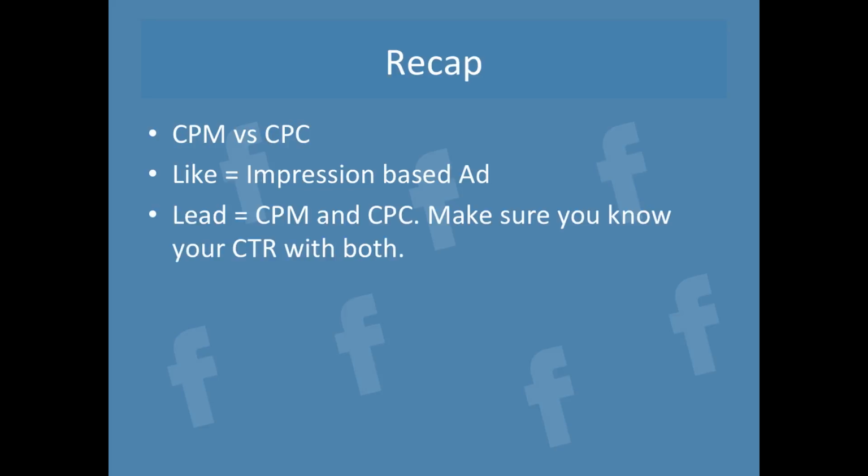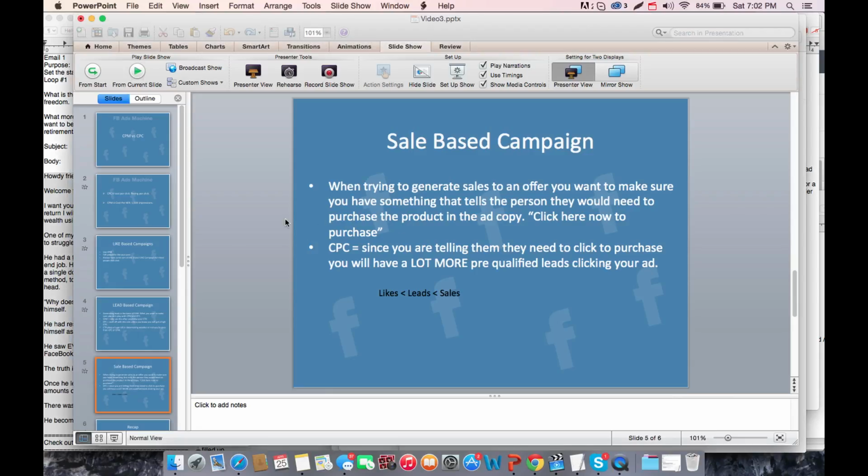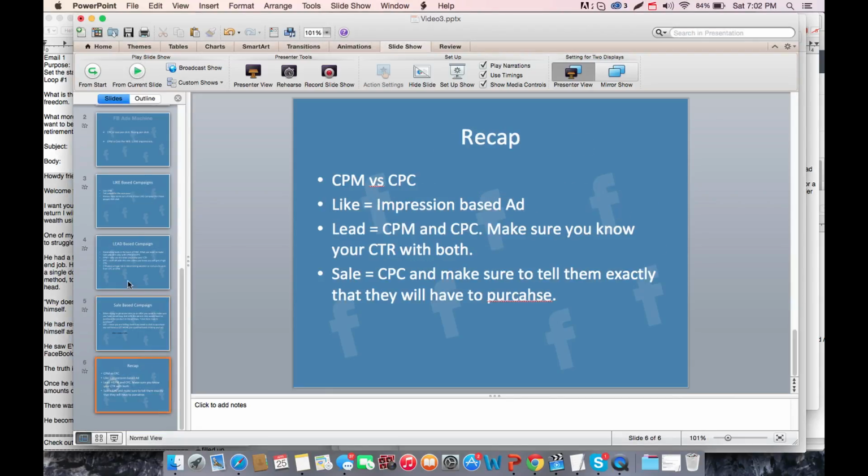So if you're trying to run lead generation, CPM and CPC, you're going to want to run both of them, but you're going to want to start with CPC first. And make sure you know your click-through rate with both of them. And your sale campaign, you're going to want to run CPC and make sure to tell them exactly what they will have to purchase in the actual sales copy. So that's pretty much it for this video.